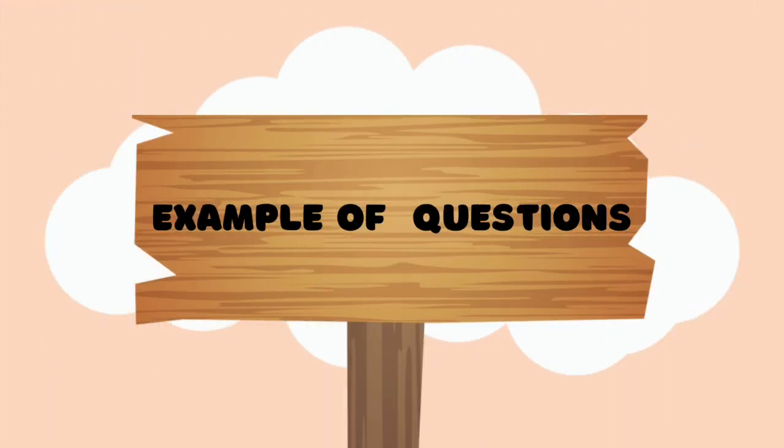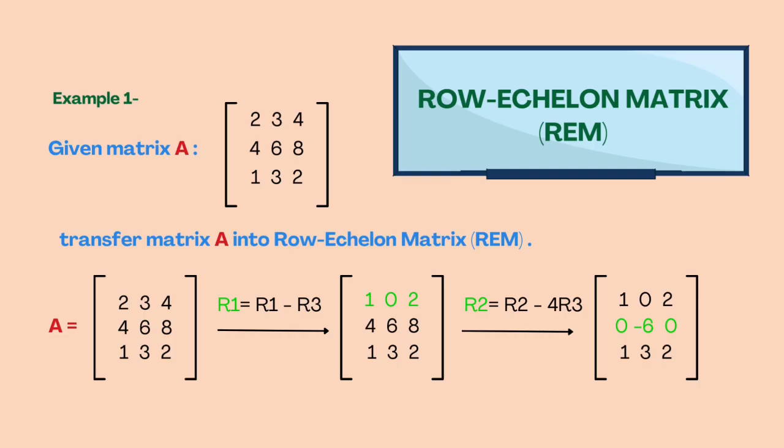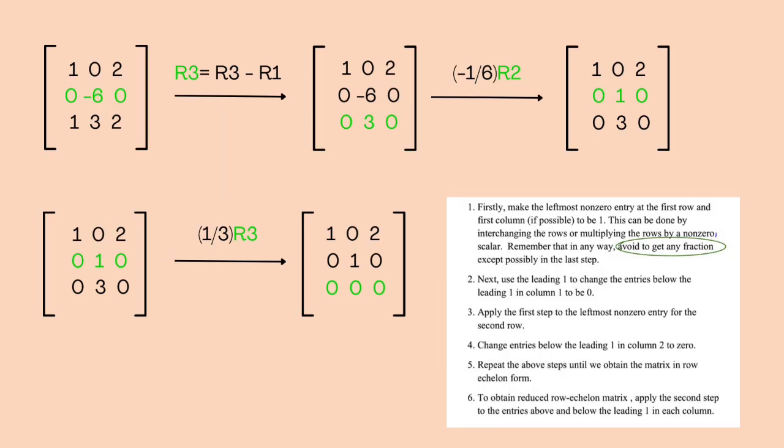Now, we can go through the example questions for ERO, Elementary Row Operation. For the first one, example 1 is row echelon matrix. Given matrix A is 2, 3, 4, 4, 6, 8, and 1, 3, 2. The question asks us to transform matrix A into row echelon matrix REM. So first we need to know the steps to change the matrix into REM. As we can look at the note, the first step is we must make the first row, first column entry on the left become 1.